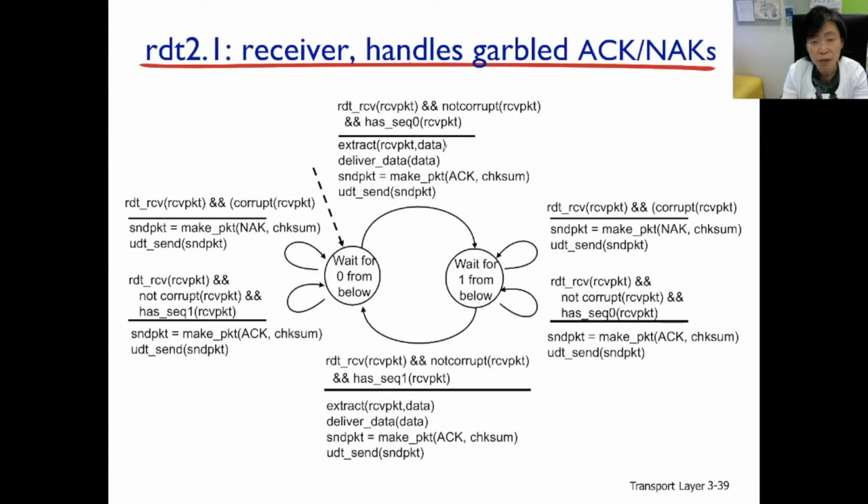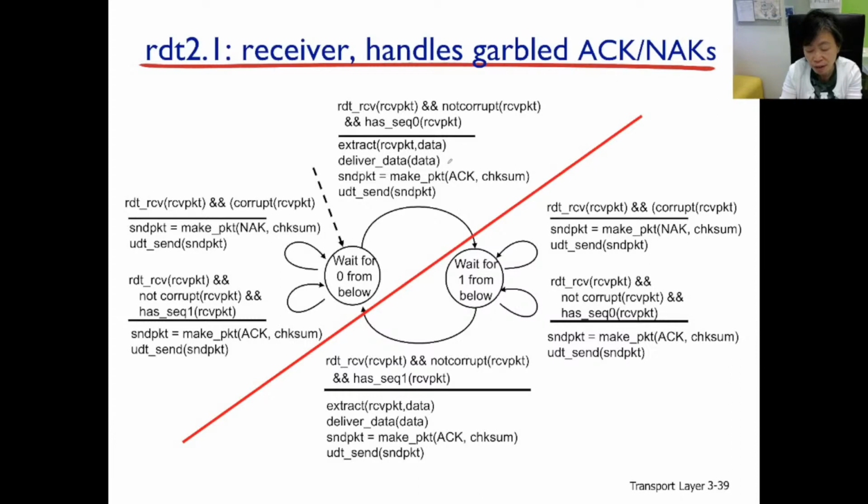And this is the receiver of RDT 2.1. You see similarly the number of states and transitions also doubled. Let me borrow the technique I used to describe the sender side. The line in the middle indicates the upper left and the lower right are the mirror of each other. The difference is just that the upper left is handling and expecting data sequence number 0, and the lower right is expecting and handling sequence number 1.